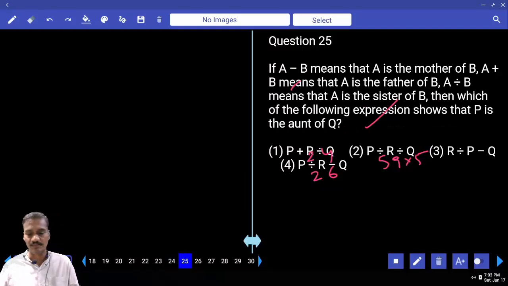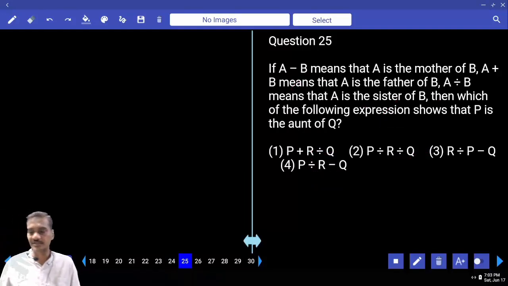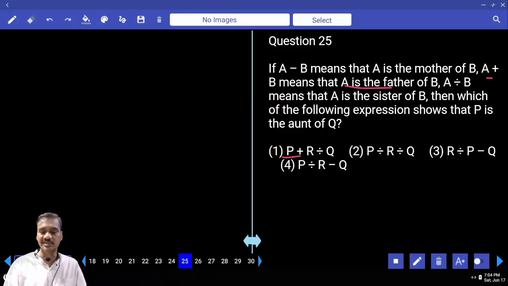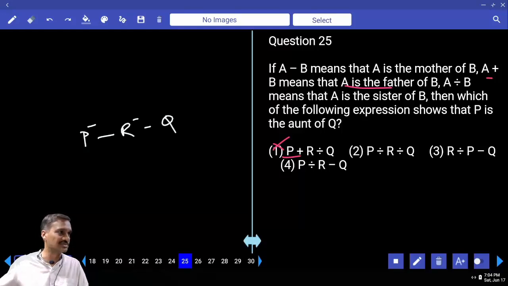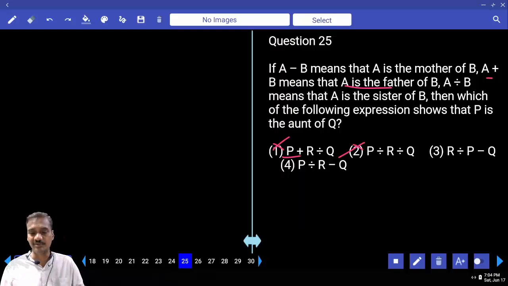Then question number 25. A is the mother of B and so on. Finally, we need P to be the aunt of Q. Choice 1: P plus stands for P being a male, the father of R, so can P be the aunt? No, choice 1 is ruled out. Second, P division: P is the sister of R, and R is the sister of Q. All three persons belong to the same generation, hence P is the sister of Q. P cannot be the aunt. Choice 2 is ruled out.